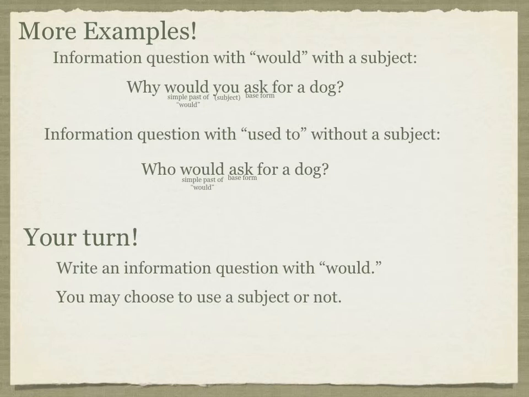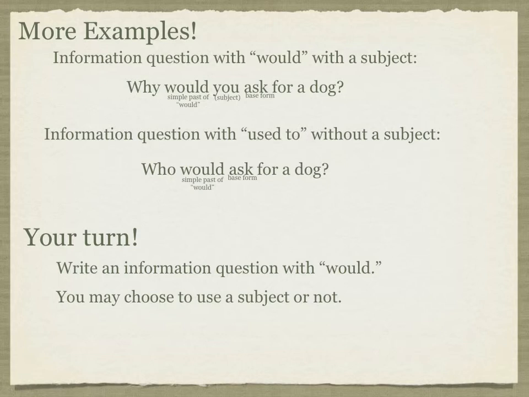This is information questions with would with a subject. So why would you ask for a dog? The would is the word that has the simple past, so even though the form is the same in past and present, that word has the past marker. So in why would you, you is the subject, and ask is the base form of the verb. Why would you ask for a dog?